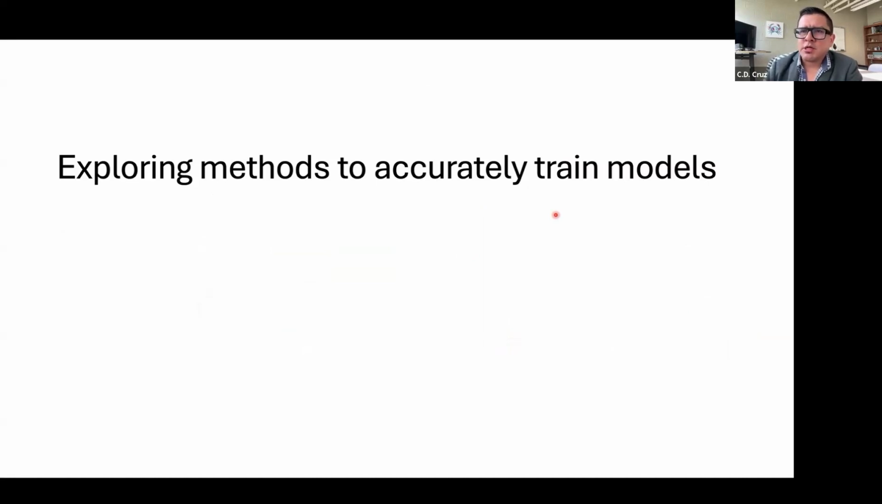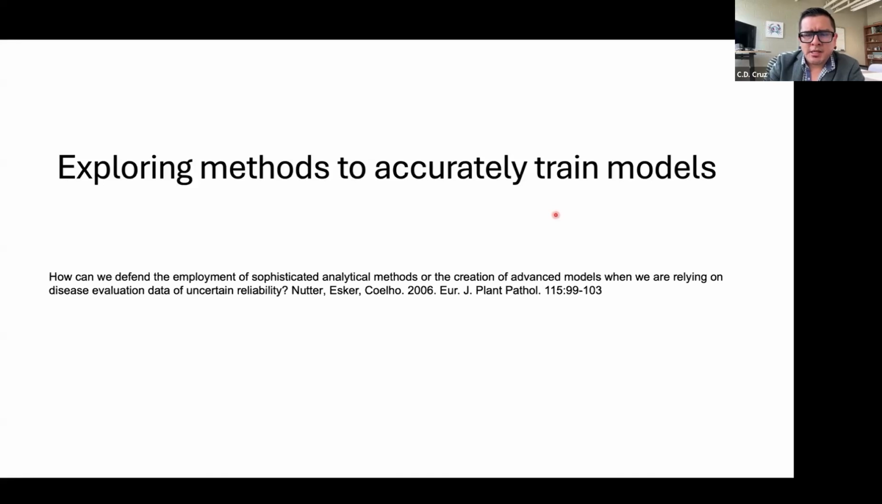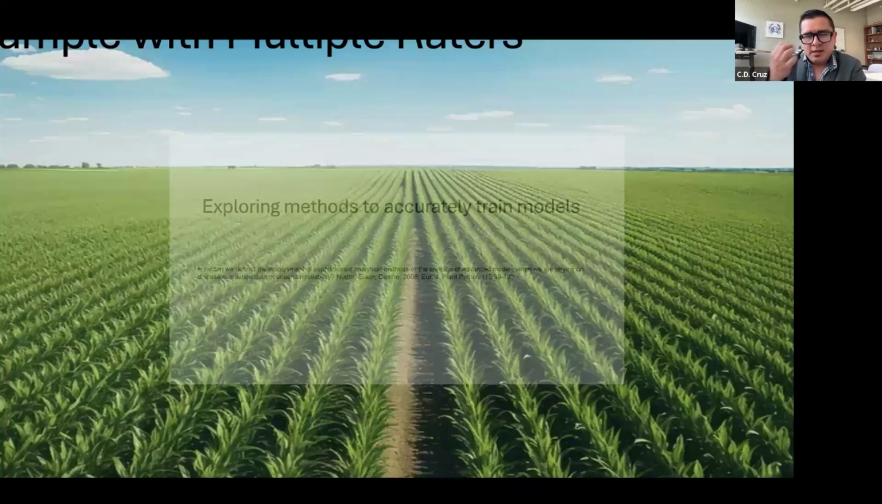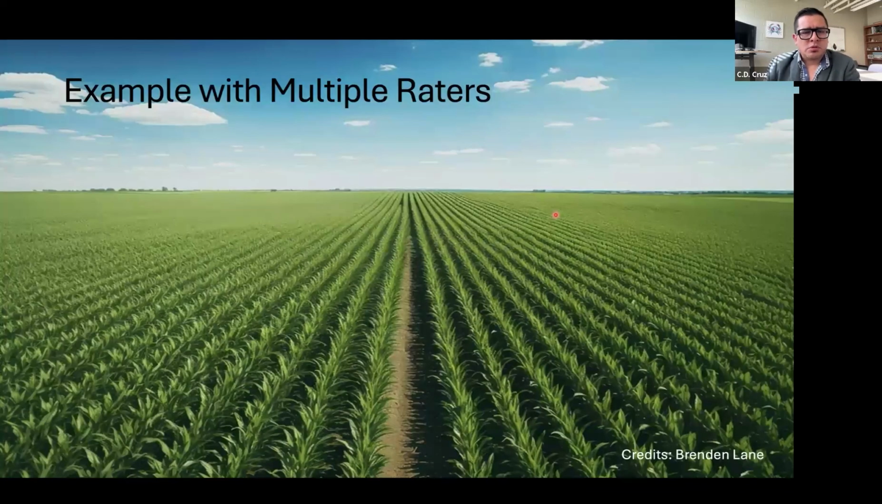And in some cases, that training data comes from visual assessments. And the idea is to explore as much as possible in order to end up with high quality models that could later be deployed for digital information. So in this example, I'm going to walk you through what we have done with one of my grad students, Brendan Lane. In the case of Brendan, his purpose is to characterize tar spot epidemics at larger scales.